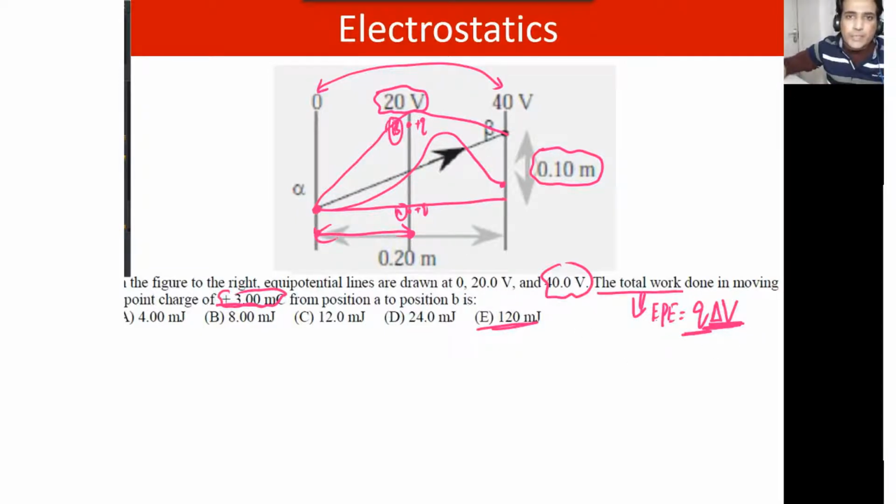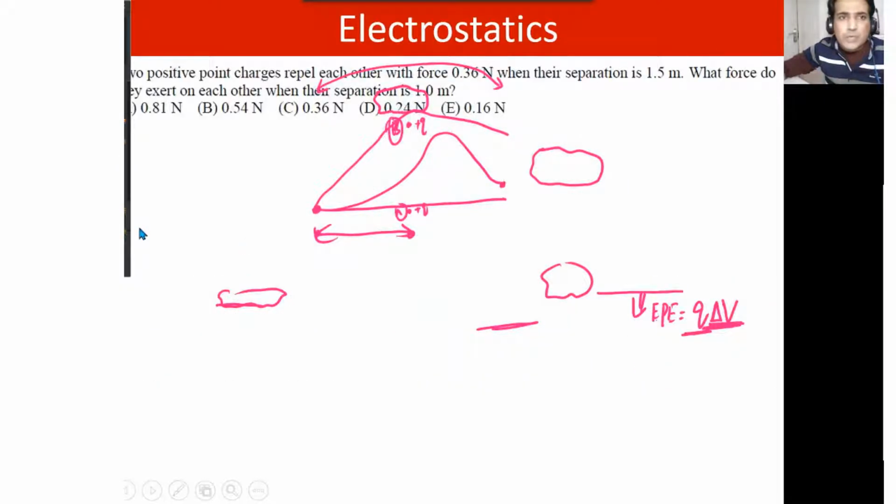So this is how we can answer. I hope most of you are clear about this one. So let's move on to the next now. The answer should be E for this one. Excellent. So now let's try this question. Take some time and try to answer.